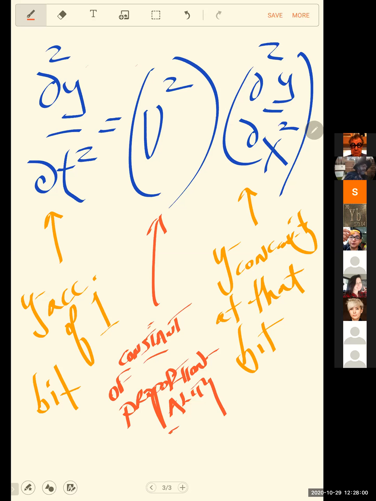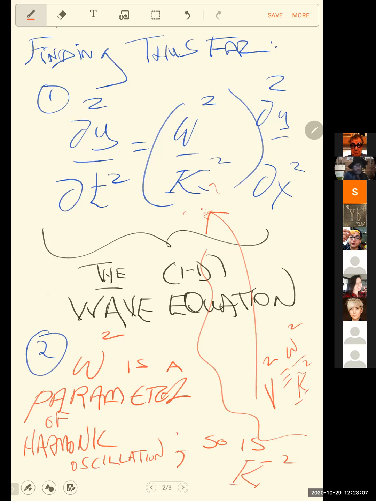But now, if that v here is actually a constant, this is what I want to say now, back to this page. If v squared is omega squared over k squared, and omega and k are constant, they're not just constant arbitrarily because we mathematically set them so. Remember, omega is a parameter of simple harmonic oscillation. Omega is the rate at which any little bit is cycling back and forth along a vertical axis. It's the cycling rate.